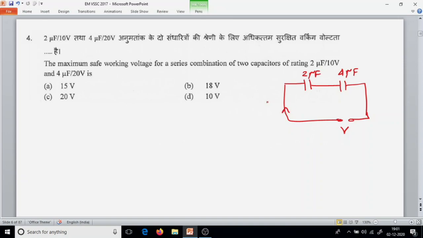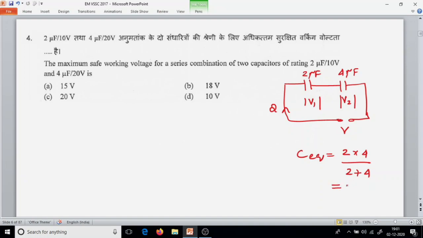The charge Q is going to be the same through both, but the voltages V1 and V2 are going to be different. First we'll find the equivalent capacitance. C equivalent equal to what? 2 multiplied by 4 divided by 2 plus 4.